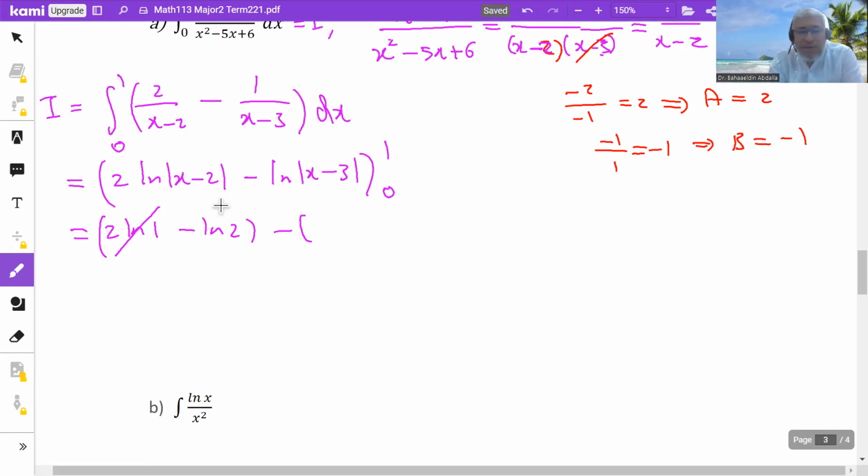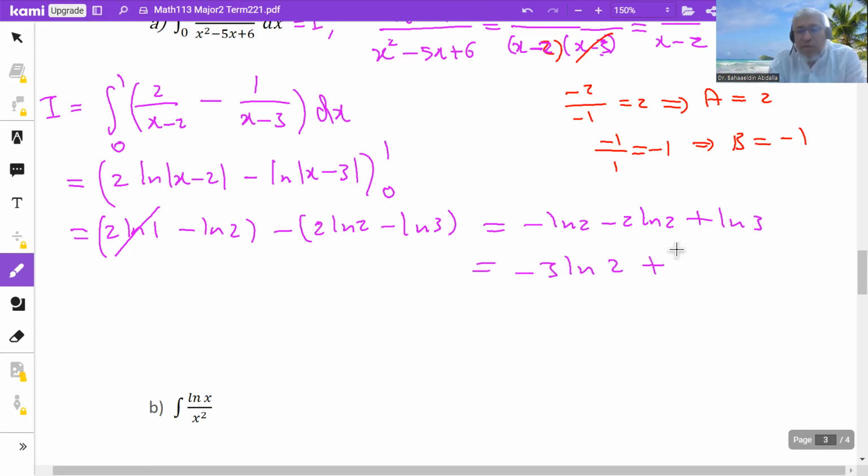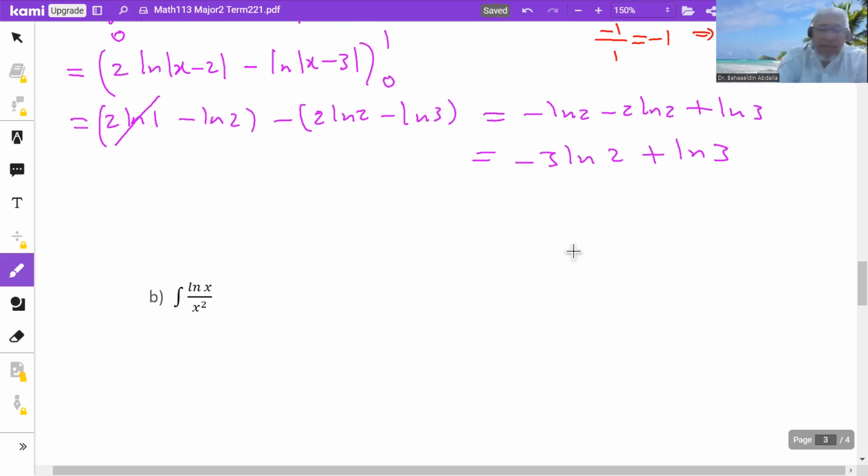Then let me replace x by 0. So I'll have 2 ln 2 minus, replacing x by 0, ln 3. So I'm having negative ln 2, -2 ln 2, and negative times negative would be positive ln 3. So the exact answer would be -3 ln 2 plus ln 3. Negative ln 2, -2 ln 2, you add -1 and -2, and that's the exact answer.